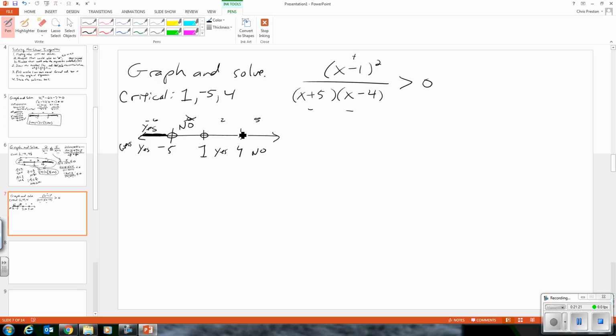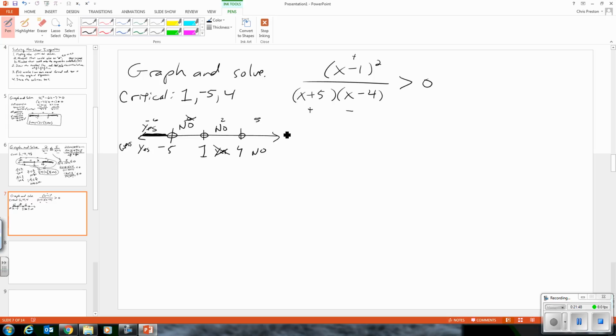So let's keep going. You put 2 minus 1 is 1. Squared is positive. 2 plus 5, that's positive. 2 minus 4 is negative. Positive, positive, negative. That's a negative. Is a negative greater than 0? That's a no. So this, whoa, wait, what? Yes, no, no? That's not switching. What's going on there?